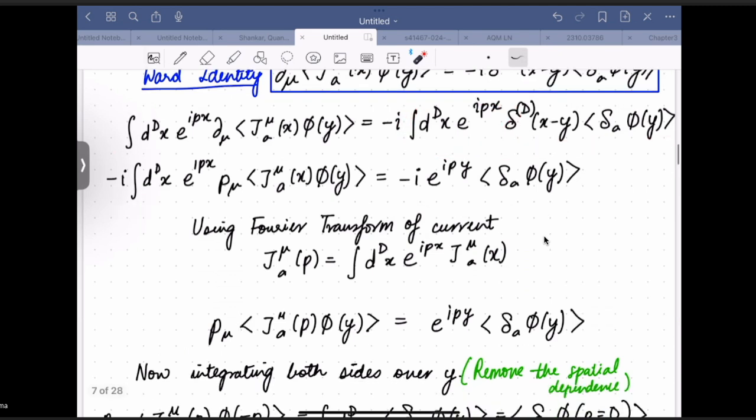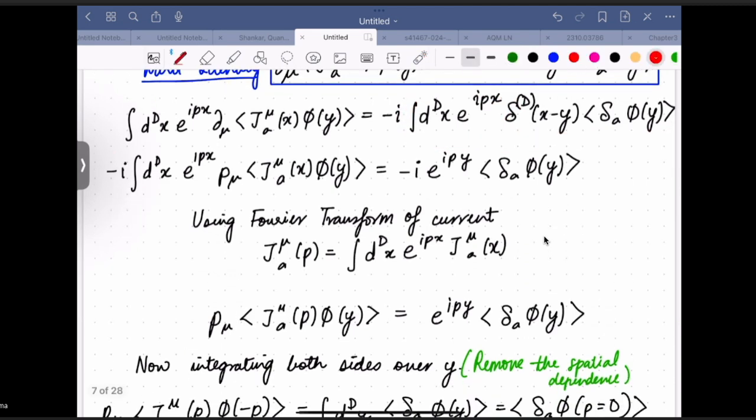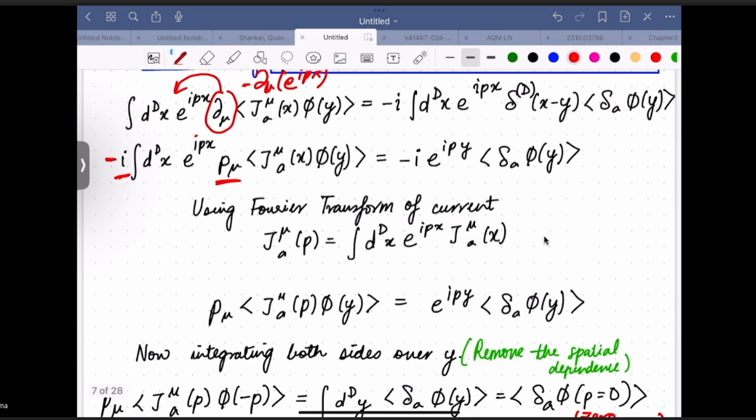Now once we do that, in the next step I'm integrating by parts on the LHS. You see this d mu term, I'm essentially bringing it out here, that's why I get a minus sign in the next step. And if I differentiate d mu of e to the ipx, first I get a minus sign, and once you do the differentiation, you'll obviously have i and p mu come out. That's what I get in this next step.